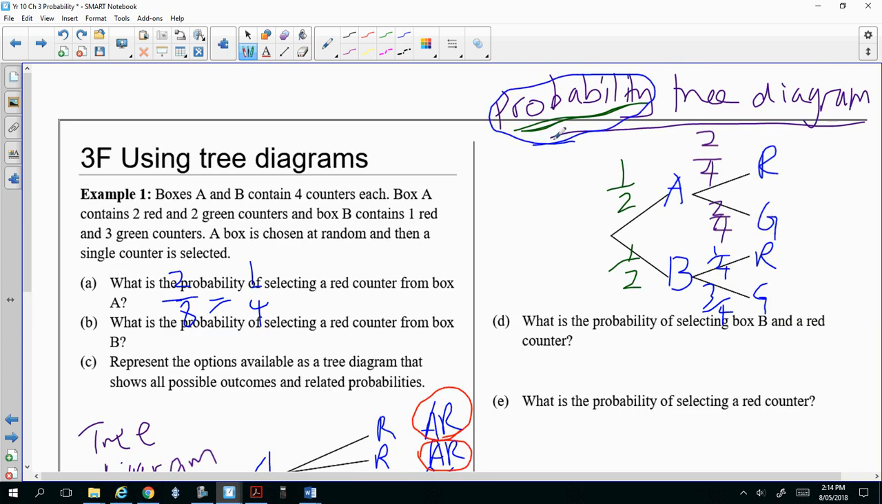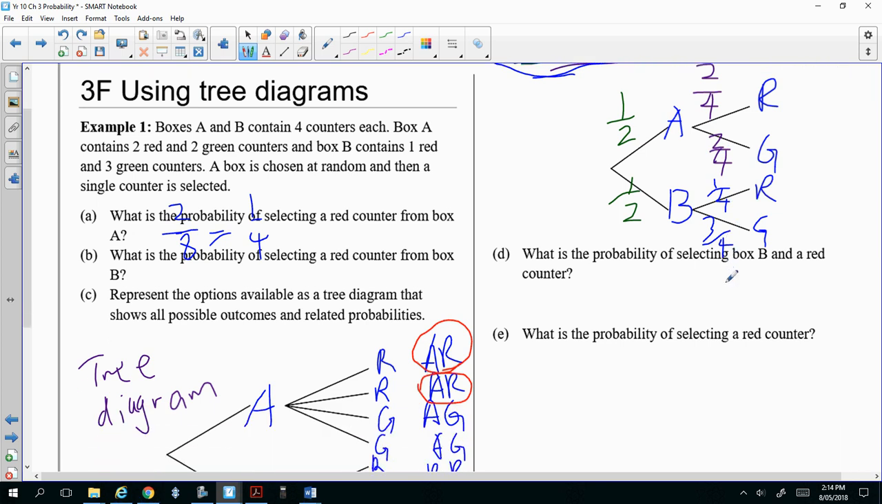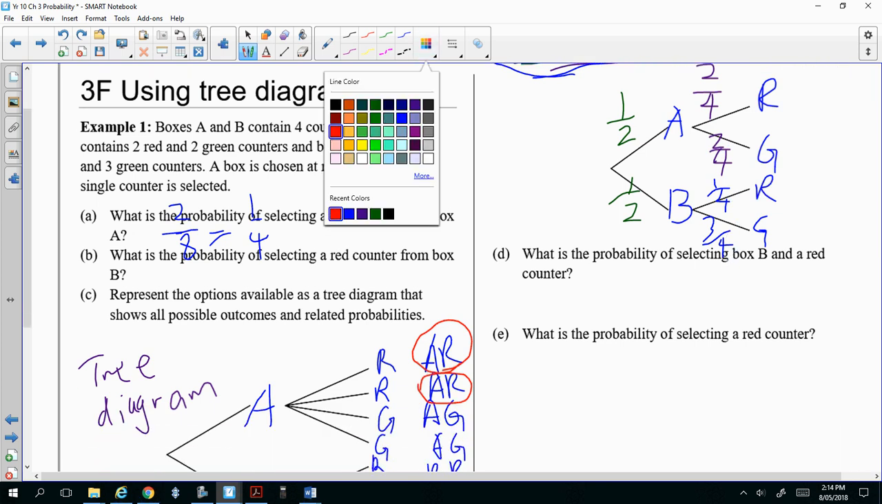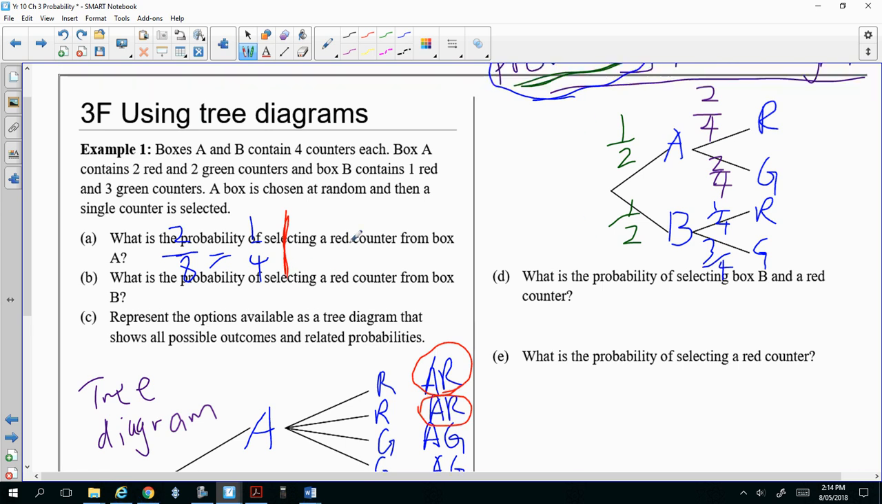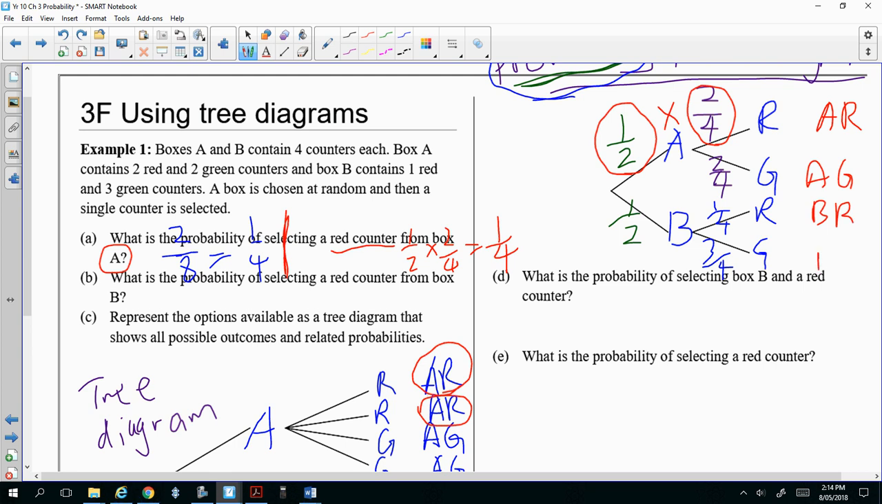You write down the probability of each stage. So that means if I want to do question A differently, all I have to do to get a red from box A, you do half times 2 over 4. And you get the same thing, a quarter, isn't it? So you times them together to get AR, AG, BR, BG, right? So to get each outcome, you just times the probability together, okay?